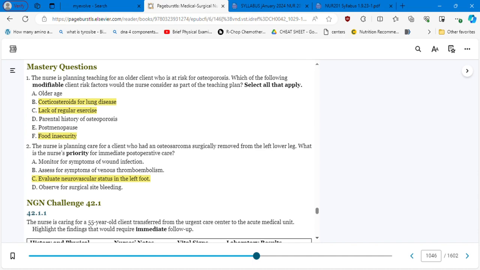The nurse is planning care for a client who had an osteosarcoma surgically removed from the left lower leg. What is the nurse's priority for immediate postoperative care? Monitor for symptoms of wound infection immediately. Assess for symptoms of venous thromboembolism. Evaluate neurovascular status in the left foot, or observe the surgical site for bleeding. So neurovascular status is the answer.